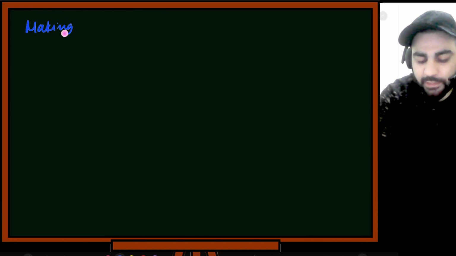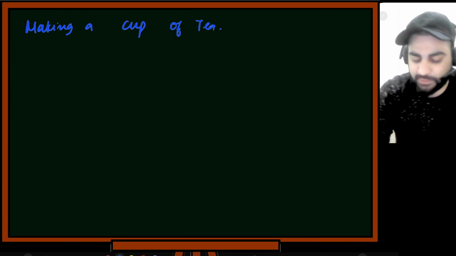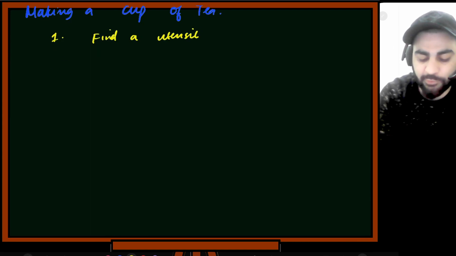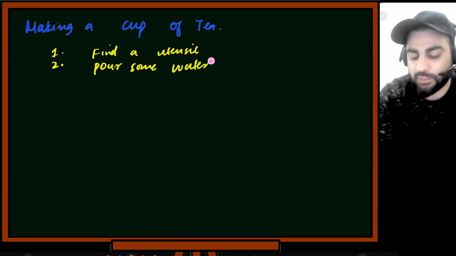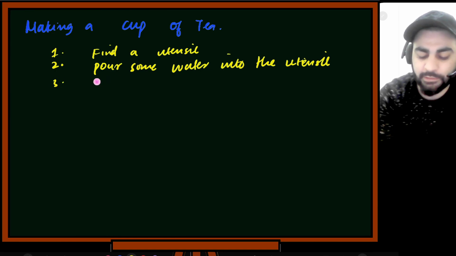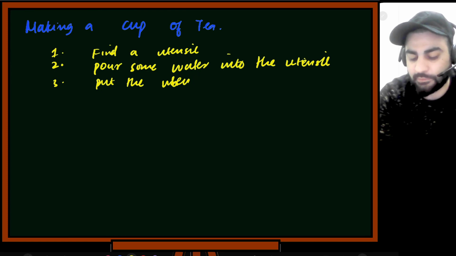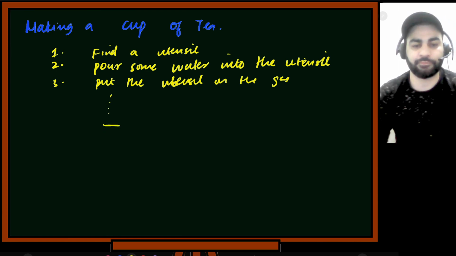Let's take an example. A simple example would be making a cup of tea. If we have to make a cup of tea, we'll follow some standard procedure. The first step is to find a utensil. The second step is to pour some water into the utensil. The third step is to put the utensil on the gas, and so on. There will be other steps and it will finish somewhere. That's what I mean by an algorithm.